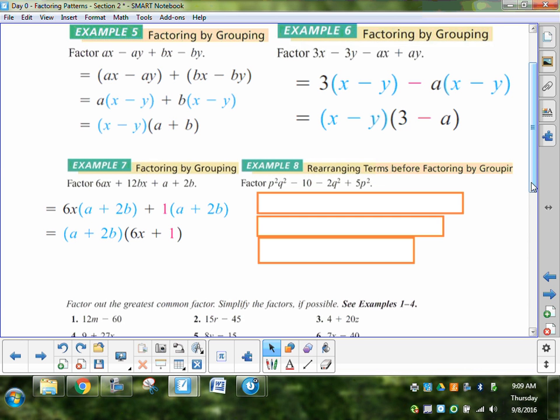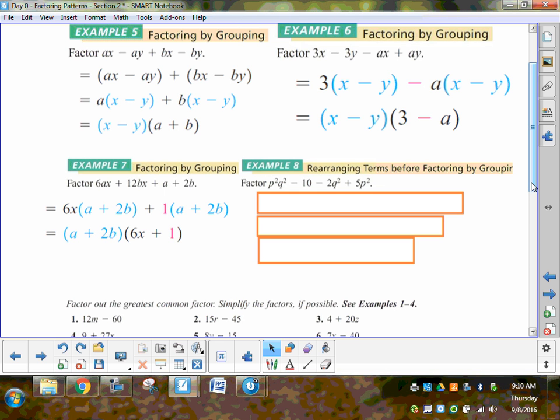Is there a GCF between these 2 terms right here? No. What about the next 2? Is there a GCF there? Maybe you can take out a negative 1, but that's it. So you think you're done. Does the order of those terms matter?